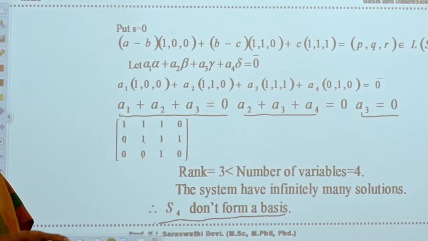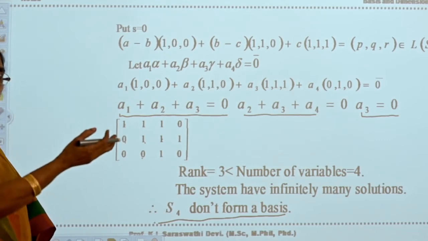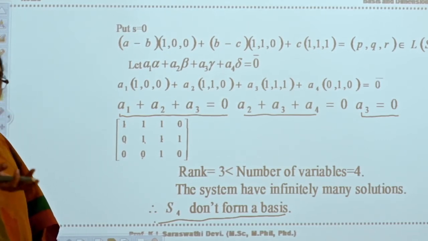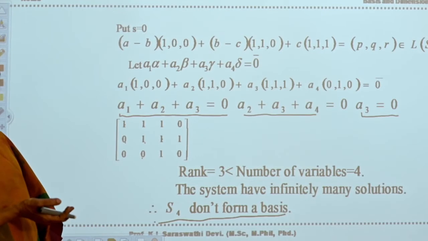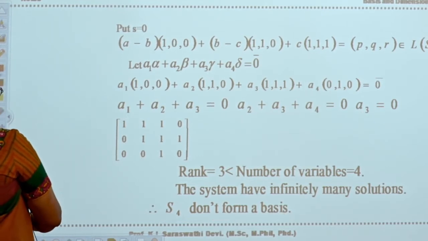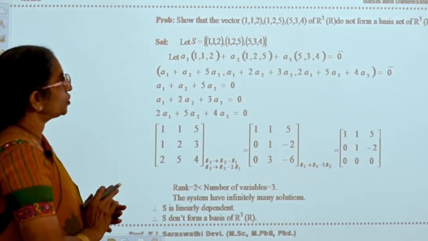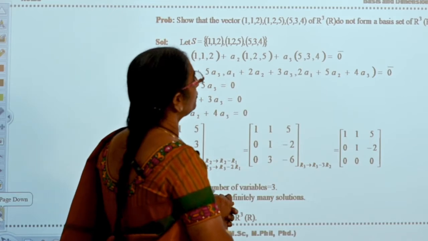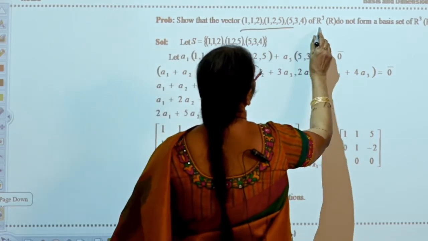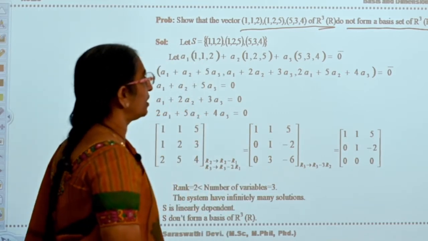Now, is it clear? In the previous problem, you have seen that the given set of vectors is forming a basis. Here, you are showing that it is not a basis. Okay. Now, see the next problem. Show that the vectors 1 1 2, 1 2 5, 5 3 4 of R3 of R do not form a basis set of R3 of R.